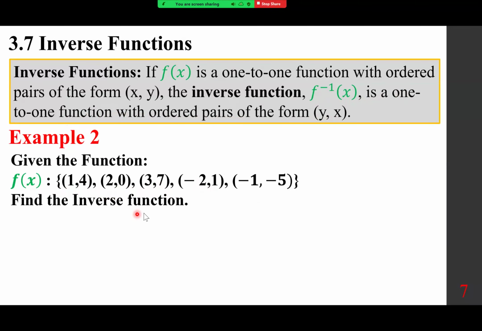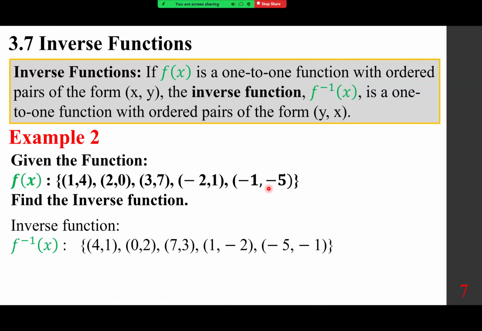So we want to find the inverse function. All we have to do is rewrite the pairs but interchange x and y. For example, (1, 4) changes to (4, 1). (2, 0) becomes (0, 2), and the rest of them in the same manner. So every pair, x and y, is reversed, resulting in an inverse function.